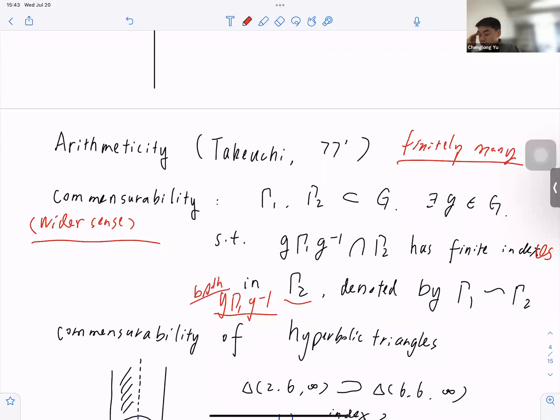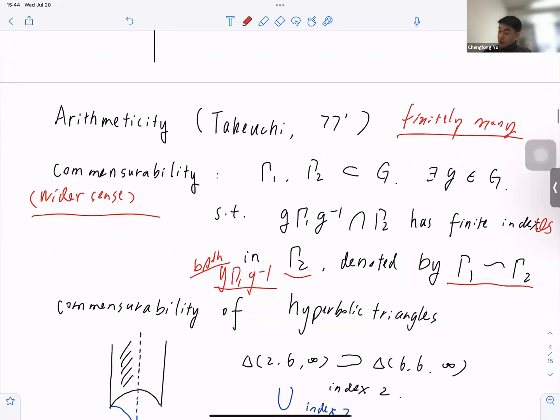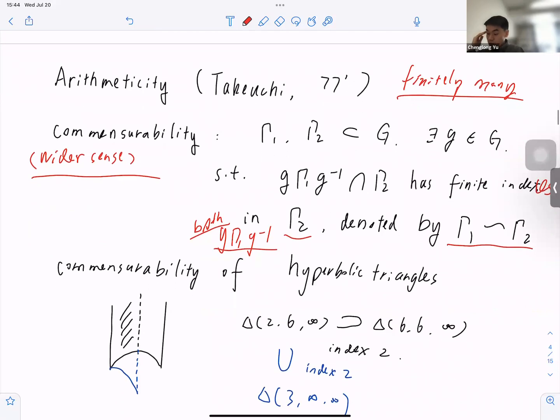So up to conjugacy, it means gamma 1 and gamma 2 share a common finite index subgroup. So we denote them by gamma 1 commensurable with gamma 2. This is an equivalence relation, and we want to classify those groups up to commensurability. And for hyperbolic triangle groups, this is basically something related to geometry, hyperbolic geometry.